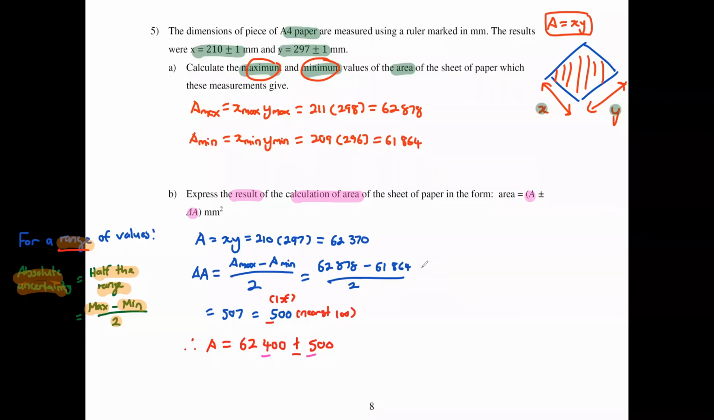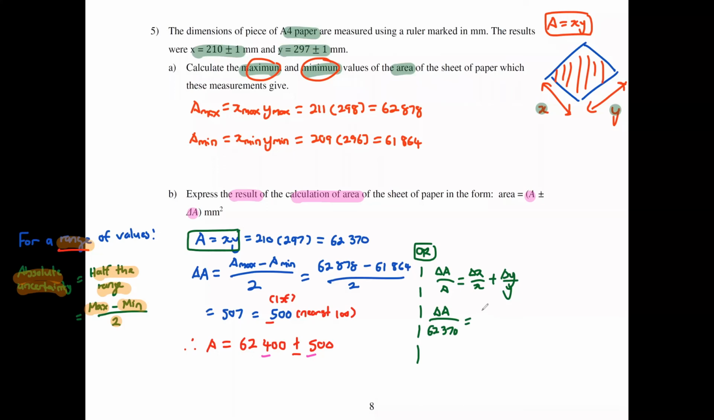To find the absolute uncertainty, we can also use the methods that we've used earlier. If area is the product of x and y, then the fractional uncertainty of A is equals to the fractional uncertainty of x plus the fractional uncertainty of y. Subbing in the values, the absolute uncertainty of A divided by 62,370 would be equals to 1 over 210 plus 1 over 297. The absolute uncertainty would thus be 507. Notice that this is exactly the same as before, so we will be getting back exactly the same answer as the earlier method.